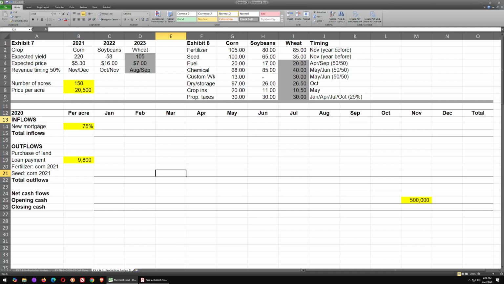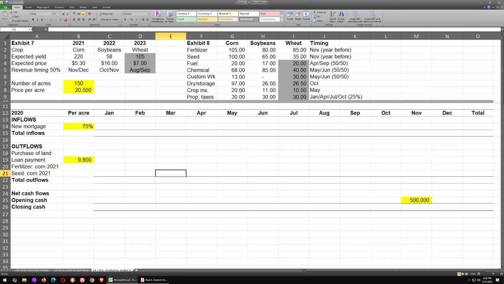And the information is going to be, well, we've got it separated into inflows and outflows. And really, we only have one inflow. That's going to be taking out the mortgage. Think about that as like taking out a loan. That's a cash inflow. And we're going to be purchasing land. And we'll purchase the land, and then we'll make our first loan payment in December.